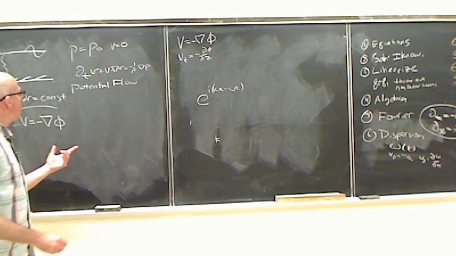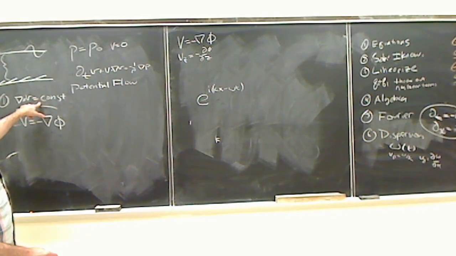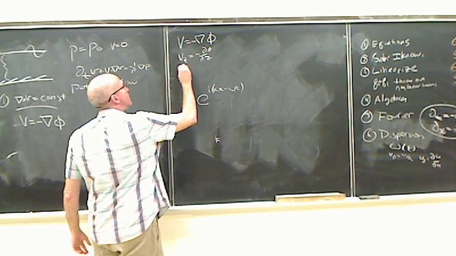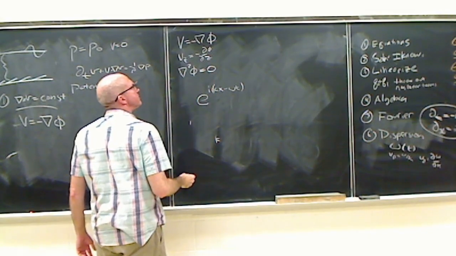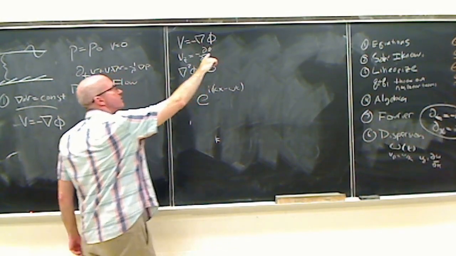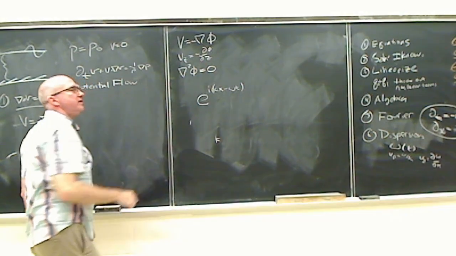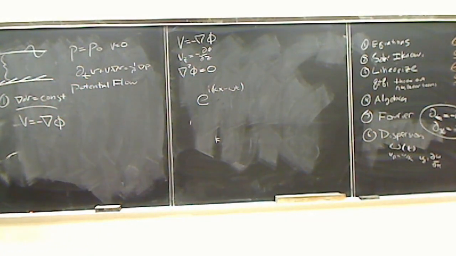Also, I know, because of this, that del squared phi equals 0, because I know that the divergence of this is 0. So if I take the divergence of that, the divergence of the curl of the gradient of a scalar is 0. So these are useful things that I'm going to know.